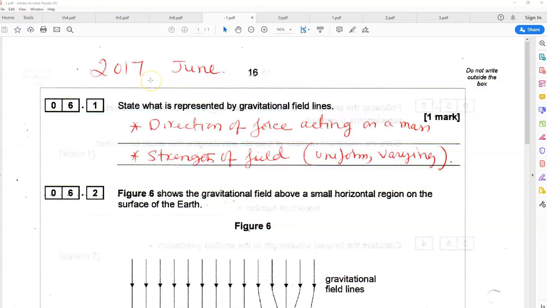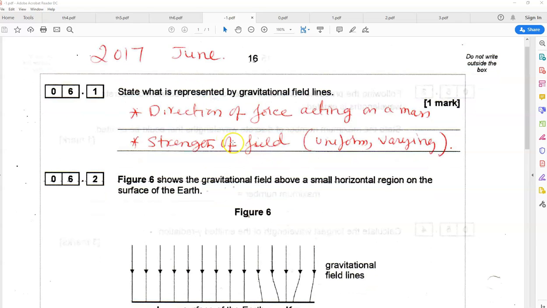So this is a question from 2017 June. These two questions are not related to the gravitational force, but they're related to the gravitational field strength, which I covered in my previous videos. So here the question is, what is represented by the gravitational field lines? We all know what the gravitational field lines are, but sometimes it is difficult to put that understanding into a sentence.